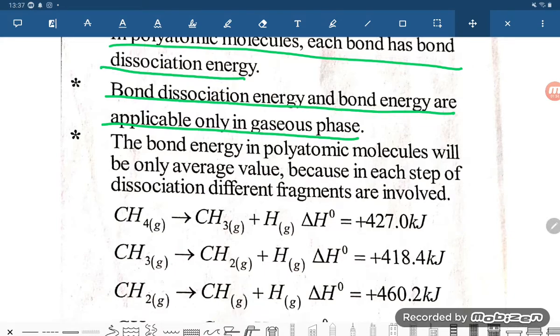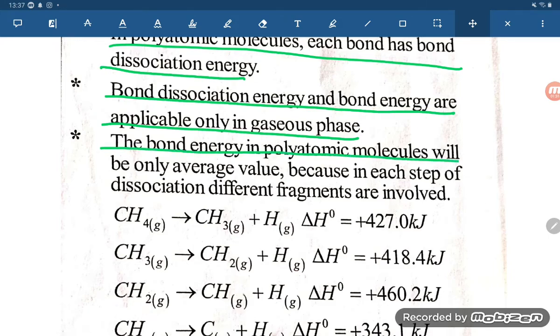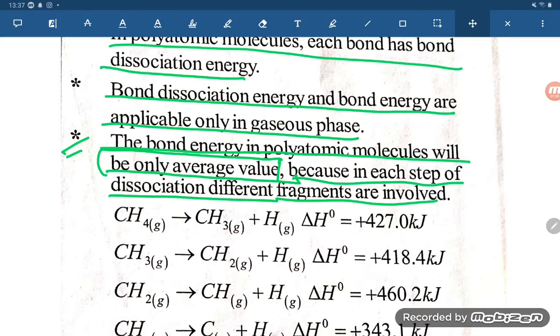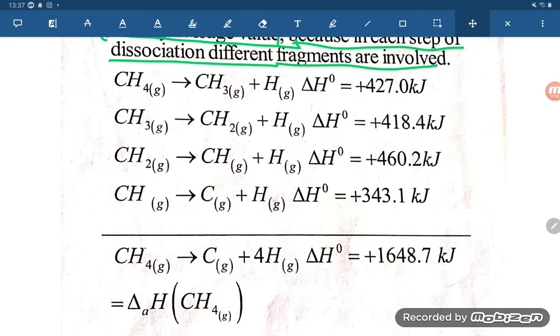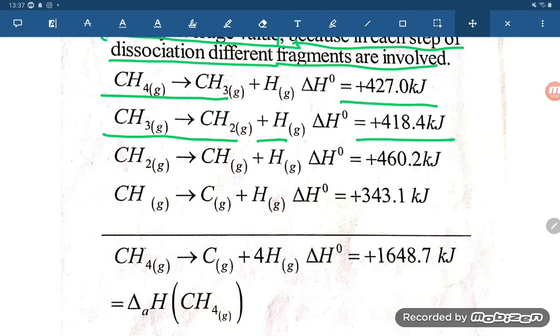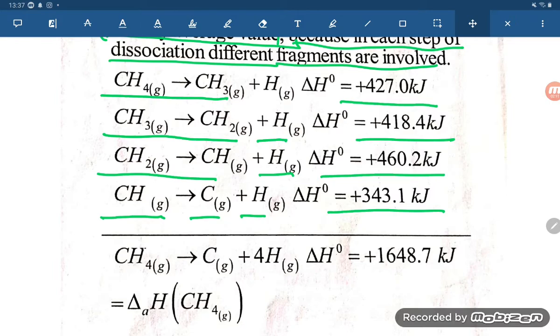The next important point: the bond energy in a polyatomic molecule will be only an average value, because in each step of the dissociation, different fragments are involved. Now CH4 is converting to CH3 plus H, here the dissociation energy is 427. CH3 is converting to CH2, again giving H, it is 418. CH2 is converting to CH, giving H, it is 460. And CH is converting to C and H, it is 343.1 kilojoule.